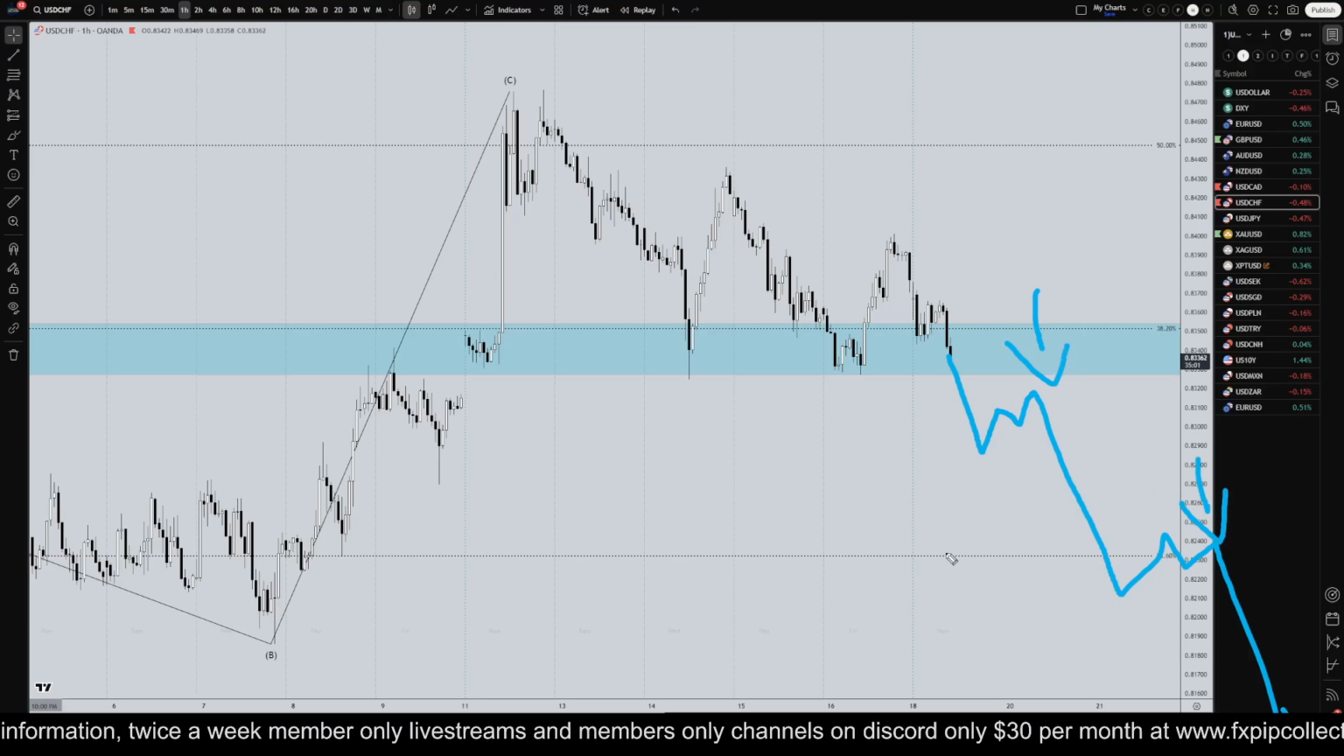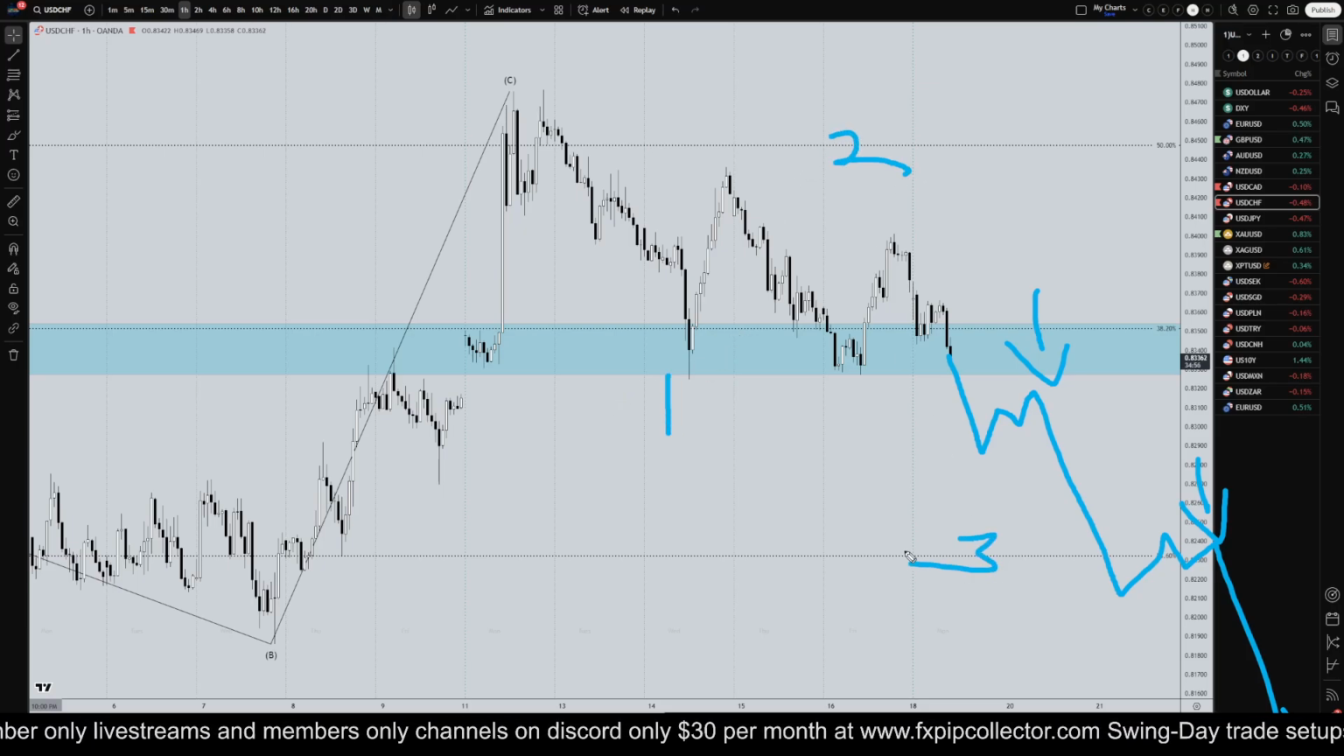If this really is a wave three, or if this really is like a wave one, wave two, and now we're in a wave three, then we definitely want to try to go short every chance we get, hopefully for the continuation of the longer time frame downtrend.